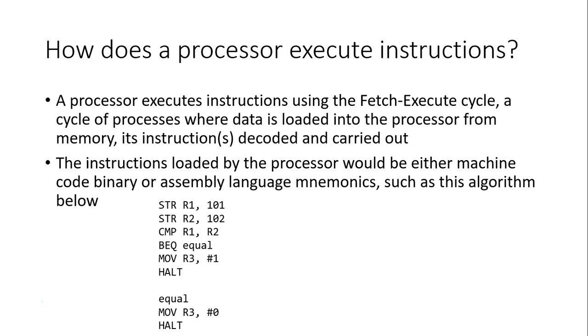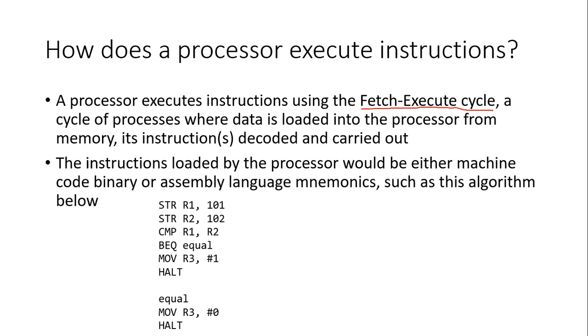So how does a processor exactly execute the instructions? Well, a processor will execute instructions using the fetch execute cycle, and that's a key term that we need to take away from today's video. It's a cycle of processes where the data is loaded into the processor from memory and its instructions are decoded and carried out. The instructions loaded by the processor would either be machine code, binary, or assembly language mnemonics.